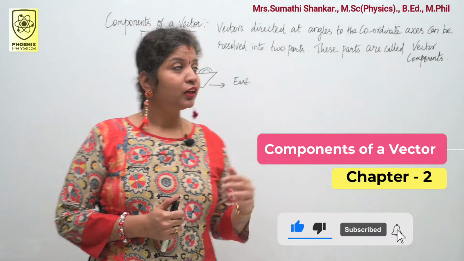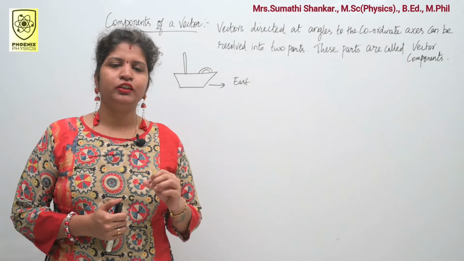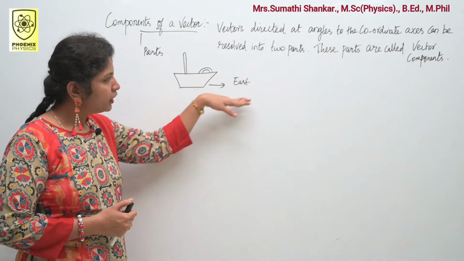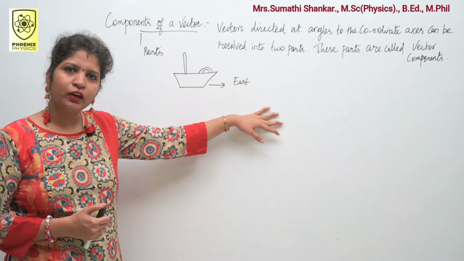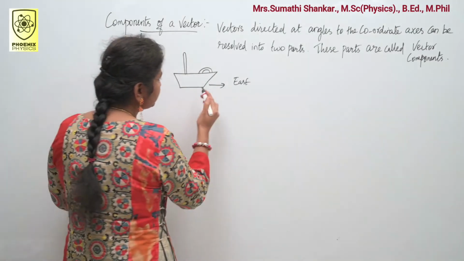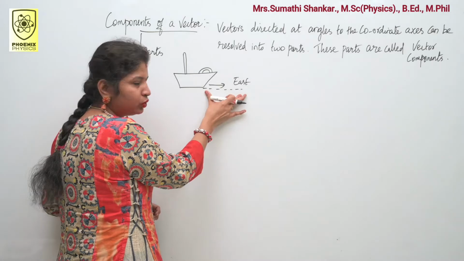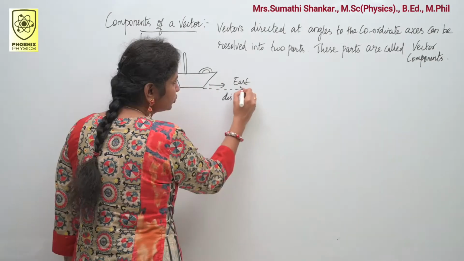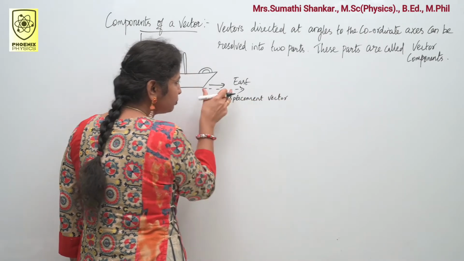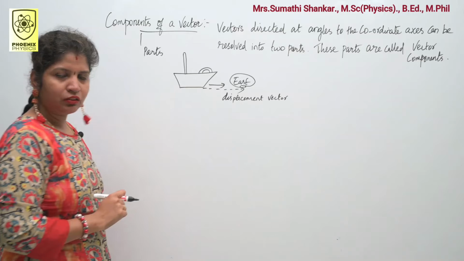Today we are going to learn components of a vector. You know that a vector quantity has magnitude and direction. For example, this boat moves in the east direction. Here, how do you calculate the magnitude? The magnitude means the numerical value. Here, the boat is moving like this. The distance will give the magnitude and the direction is east. So this is nothing but a displacement vector because it has magnitude and direction. So it is called a displacement vector.